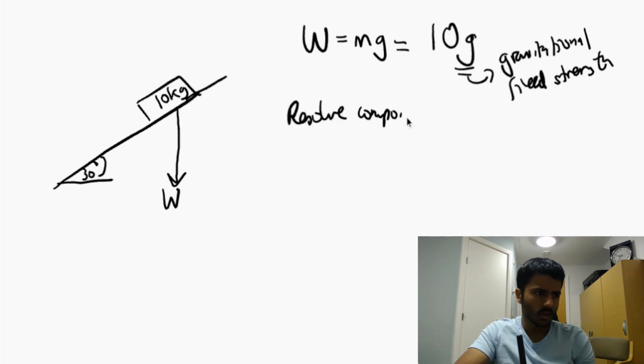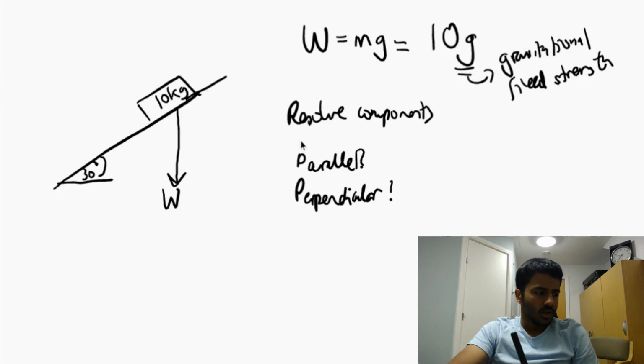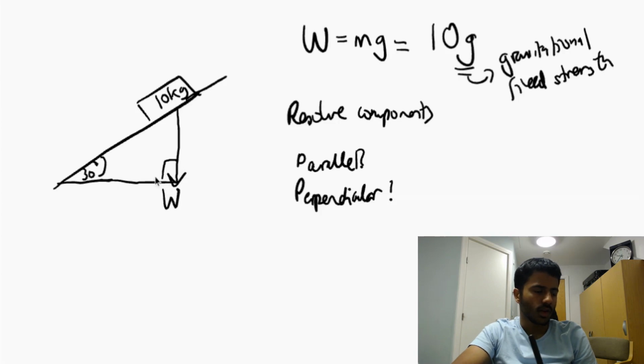So if I said I want to resolve components parallel and perpendicular to the plane. So here you'll need a bit of trigonometry. So you know that these two, you can kind of see that they meet at a right angle. And that's true because this is horizontal to the surface and the weight acts perpendicular to the surface. So you know that this is a right angle. And you know because of triangle rules, this will be 60 degrees.